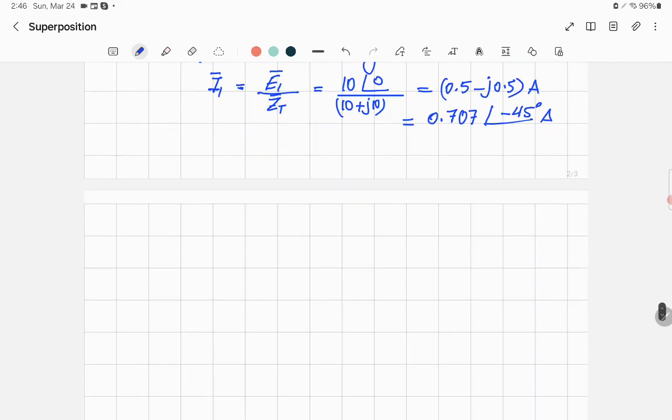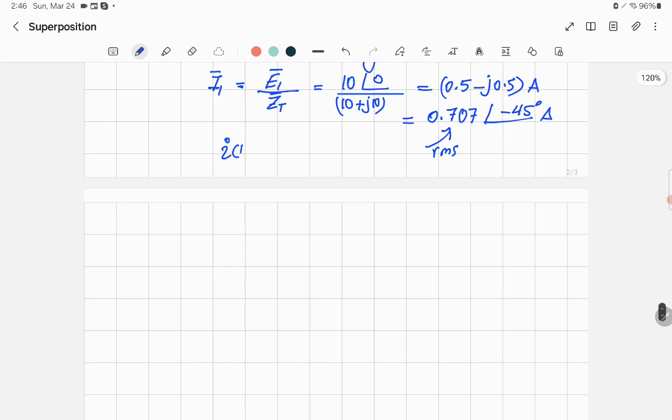So how do you convert to the time domain? Remember, this is root mean square. To find the instantaneous current i1, what does instantaneous mean? We write it with a small letter like that. How do you express that? It should be a sinusoidal wave. First, you have to get the maximum value. How do we find the maximum value? The maximum value for I1, you get it by multiplying the root mean square by the square root of 2. So you have 0.707 times the square root of 2. You get 1, so the magnitude is 1 amp.